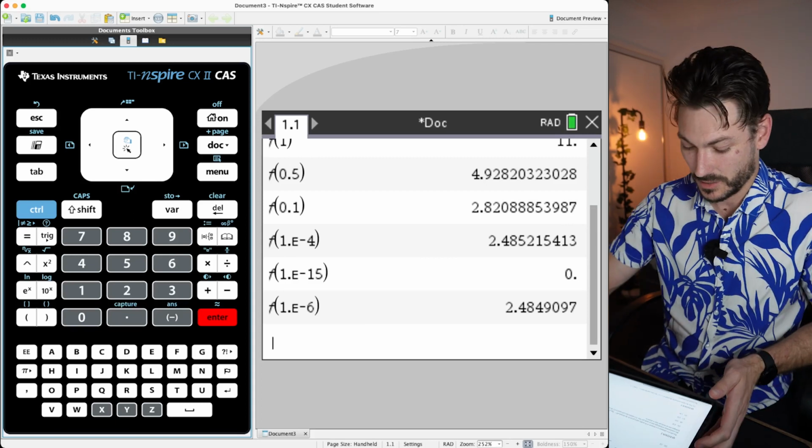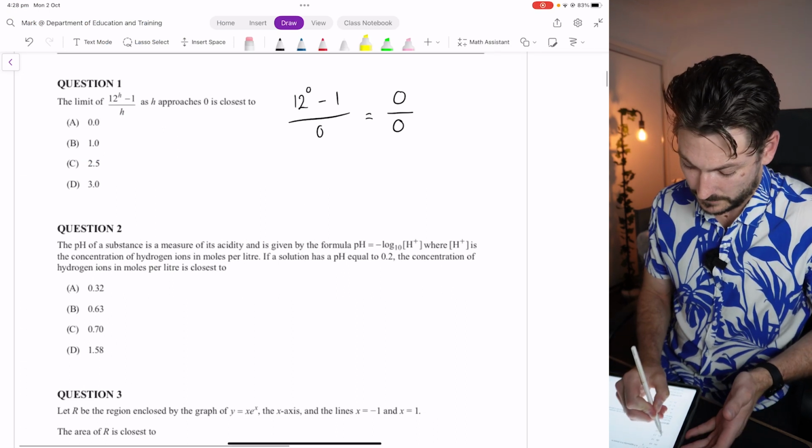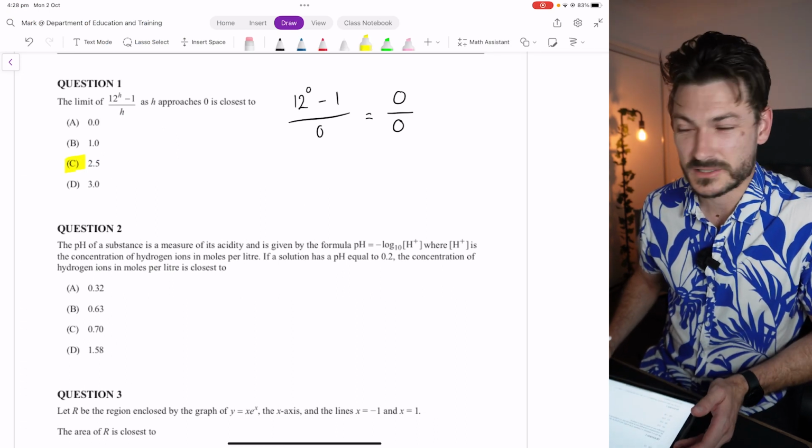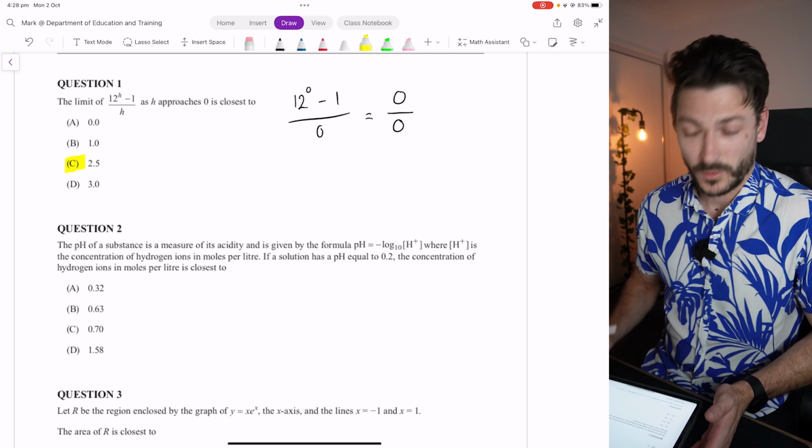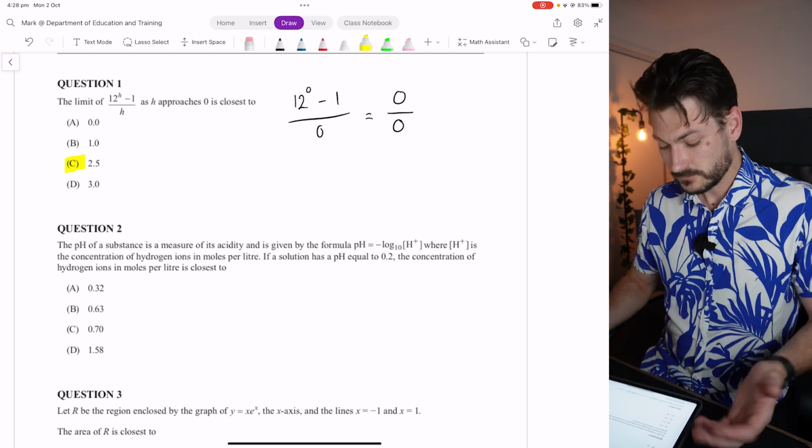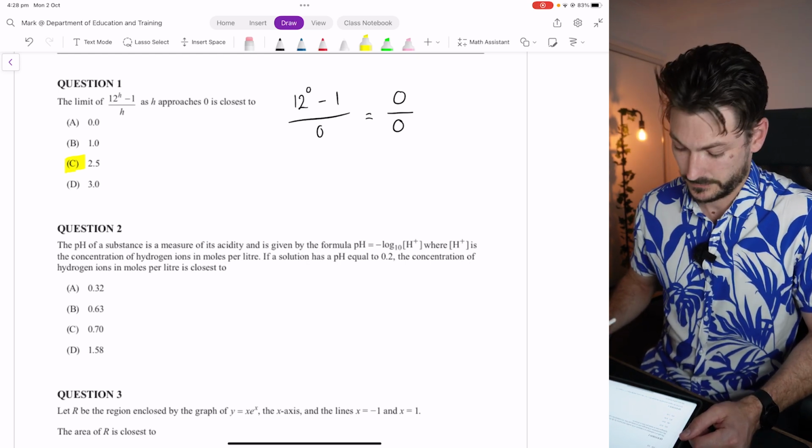Here we go. It looks like it's approaching 2.5. So now back in my answers, C is 2.5. So it seems like a no-brainer to me. As x, or h in this case, gets really small, f of h approaches 2.5.